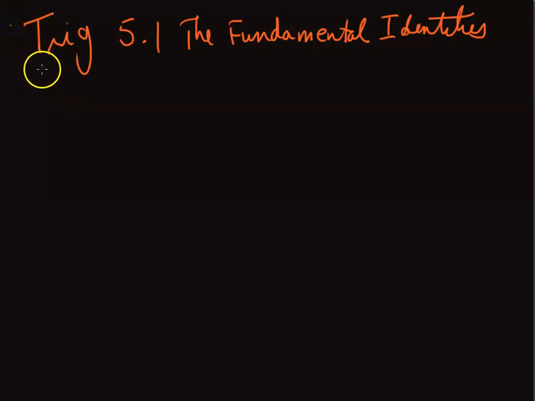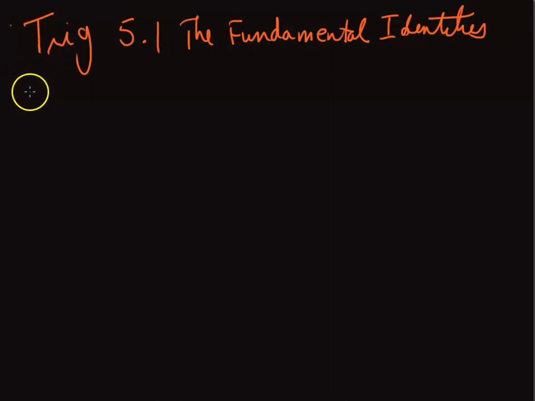So, Trig, section 5.1. Chapter 5 is the Identities chapter. It may have some infamous legends about it. It is not the hardest chapter, although maybe for some people it is. But we will learn all of the identities. And this first section is the fundamental identities.